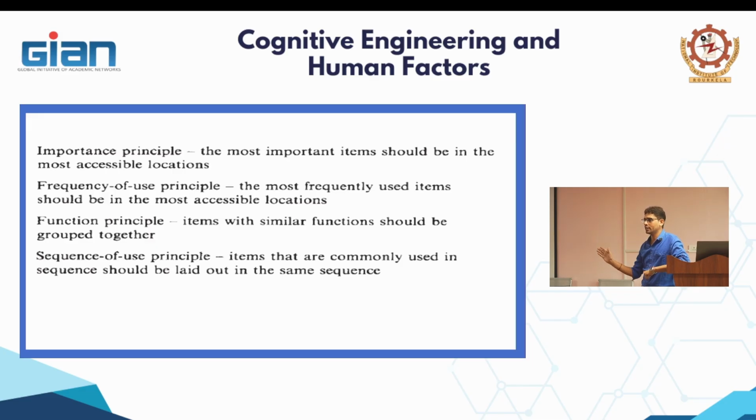So, this is basically for the workspace design. The earlier one was the principles based on the anthropometry or the body dimensions of the human being. This is about the workspace design, the items which you are having or using, based on that.